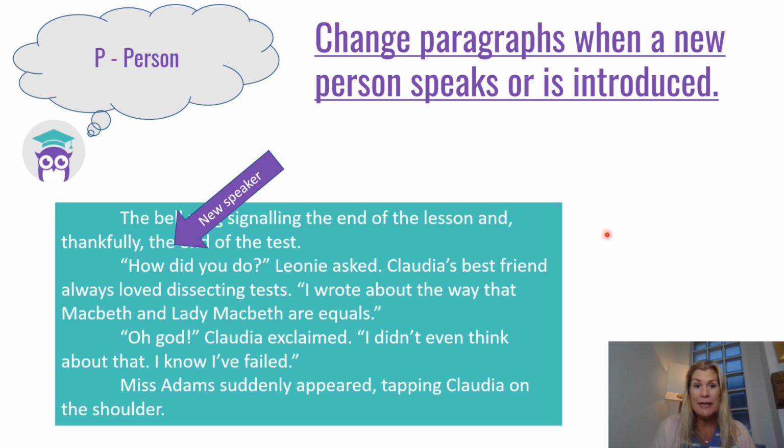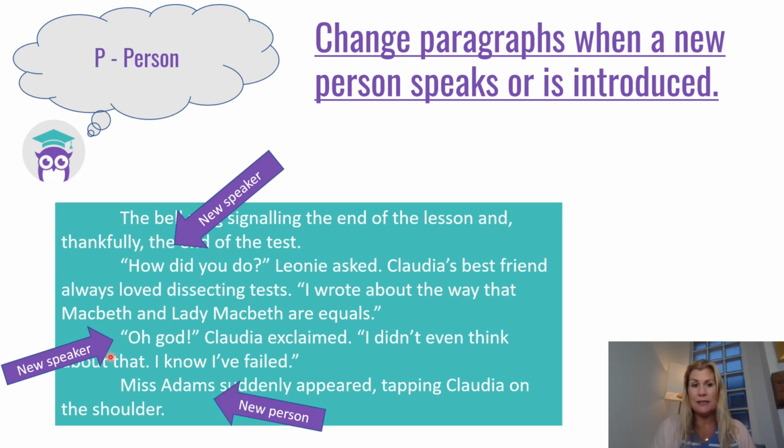So here is a new speaker. It's Leonie speaking. Okay, she's not spoken there. This is her speaking here. But Leonie carries on speaking here. "Yeah, how did you do? Well, I wrote about the way that Macbeth and Lady Macbeth are equals." So it continues through. But here, "Oh God," Claudia exclaimed. "I didn't even think about that. I know I failed." This is her speaking. So a new character or a different character speaking. So that means it has to go onto the next line, sorry.